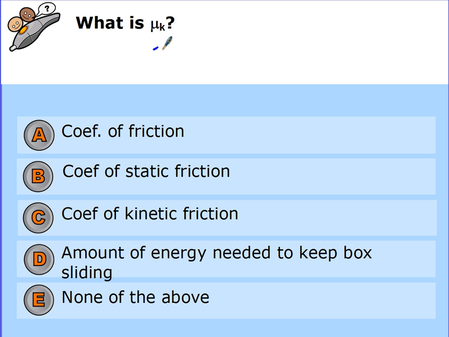What is mu K? That K right there tells me it's kinetic.